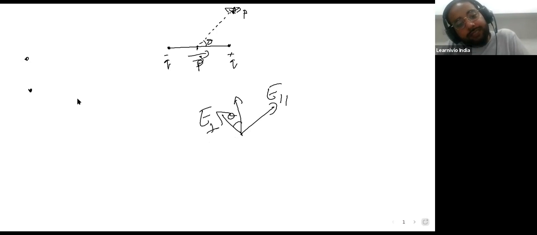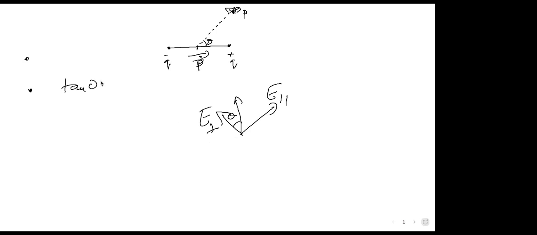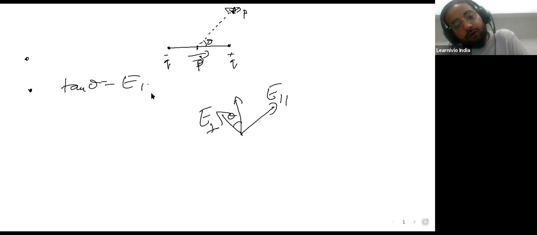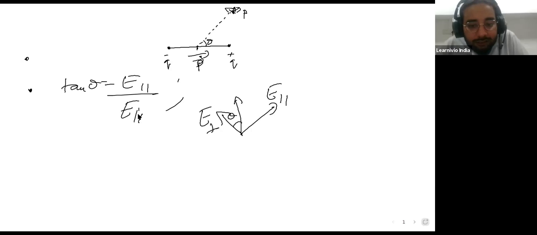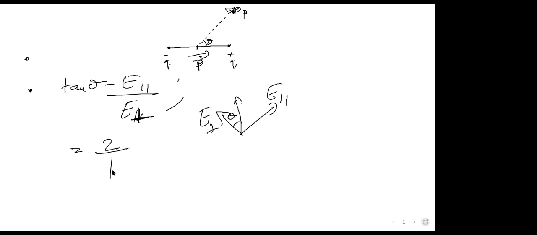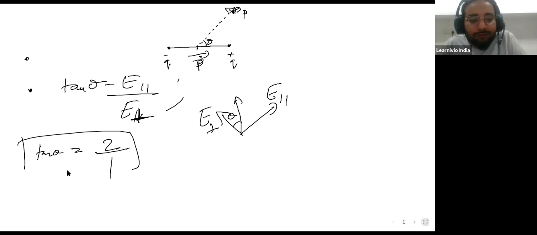And so tan theta is essentially just going to be E parallel over E perpendicular, correct? Yes, sir. So what was the value of E parallel? Well, we know it was 2 times the E perpendicular, correct? Yes, sir. 2:1. So tan theta is 2. So theta is tan inverse 2.